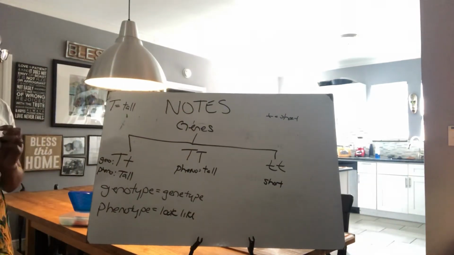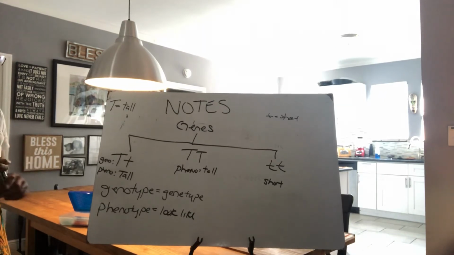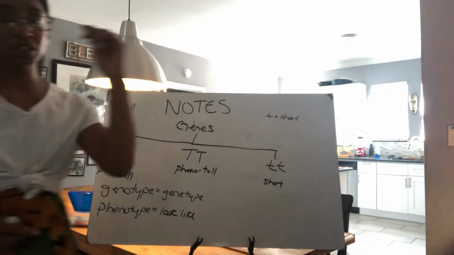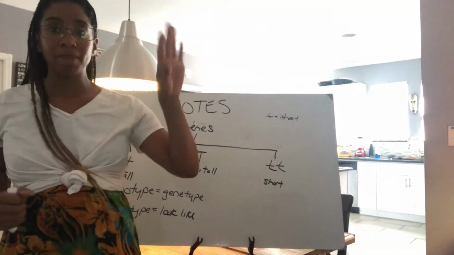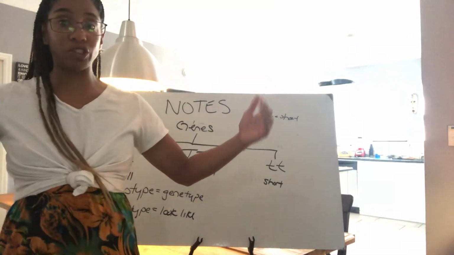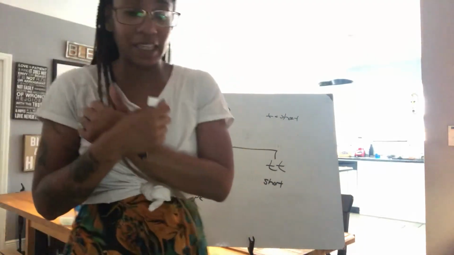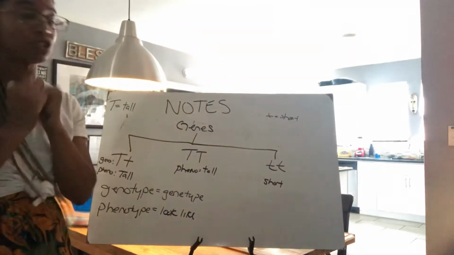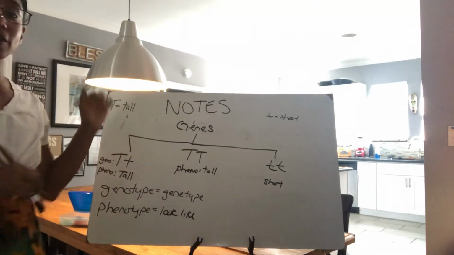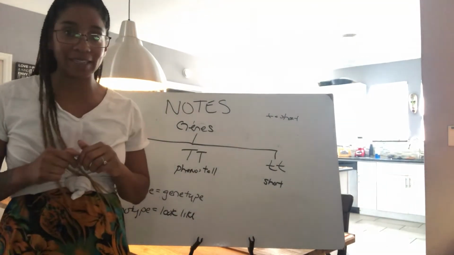Okay? So, those are the notes we need. We have the word genotype, gene type, phenotype, look like. We have the word dominant, which means it covers up anything that it's with, and then recessive, which means it's weak, and they need two of those. So those are the vocabulary words we're going to need today.